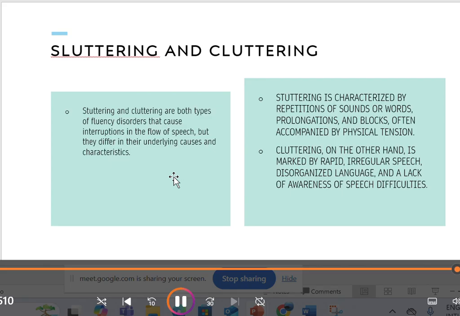In between, I omit something. In between, I put just sounds. This is cluttering. Very rapidly, I am telling something. Then it becomes irregular. I omit a lot of things, and it becomes incomprehensible. Stuttering is repetition, whereas cluttering is rapid speed.